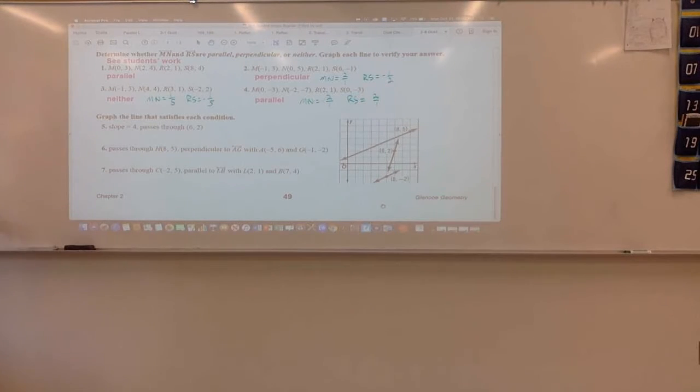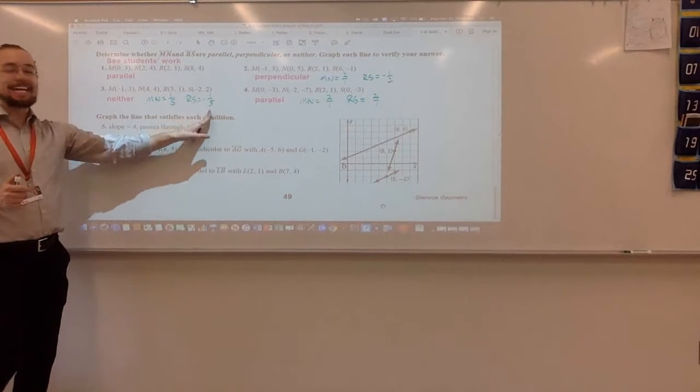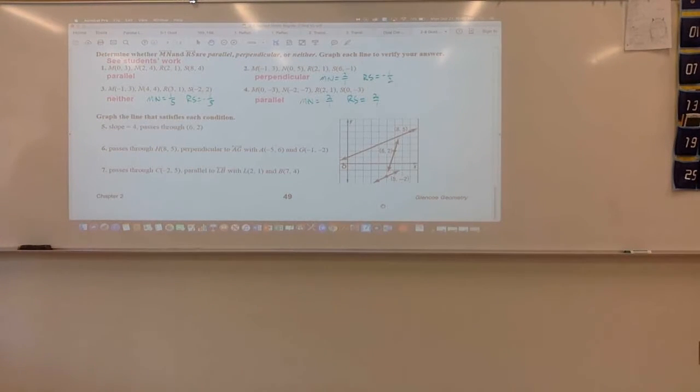Alright, I think these should be our answers for 2, 3, and 4 up here. So I think number 2 ends up being perpendicular. I think we get slopes of 2 over 1 and negative 1 over 2. Number 3, we get slopes of 1/5 and negative 1/5. But that means they are neither parallel nor perpendicular.